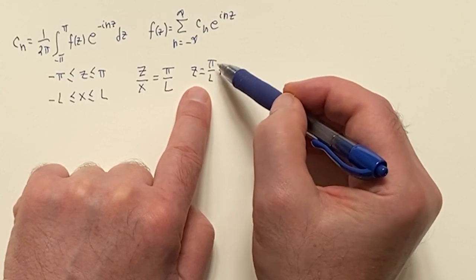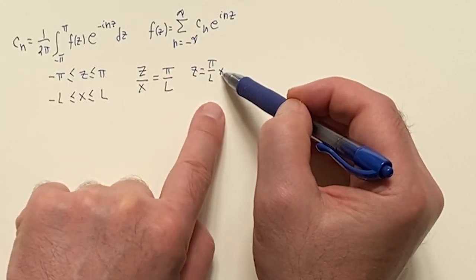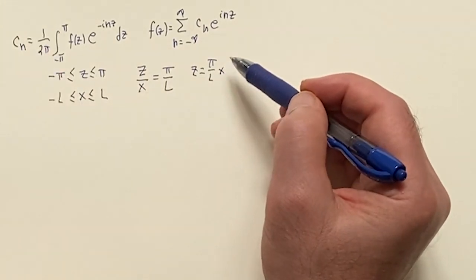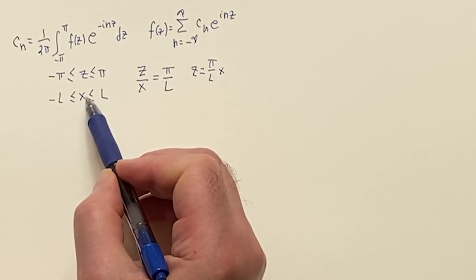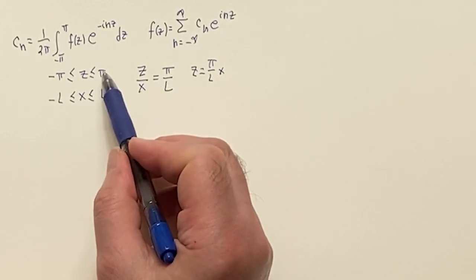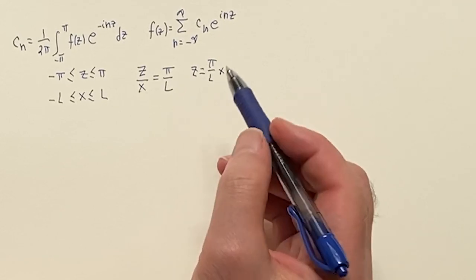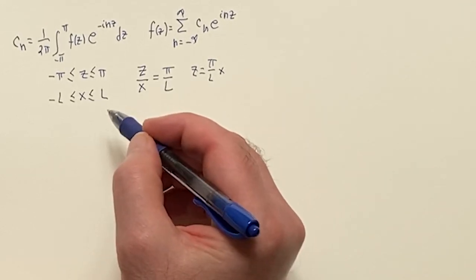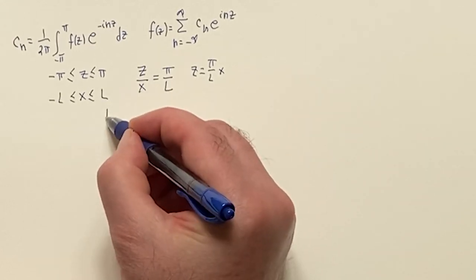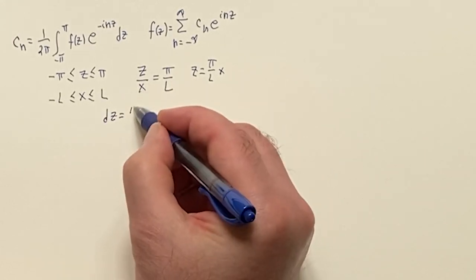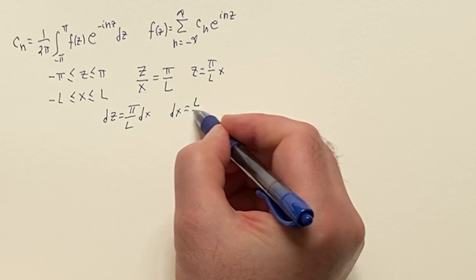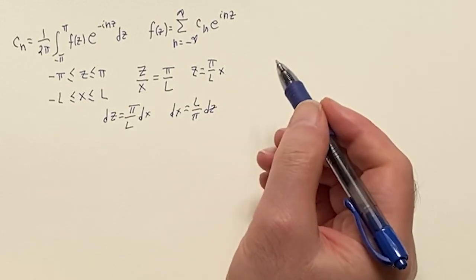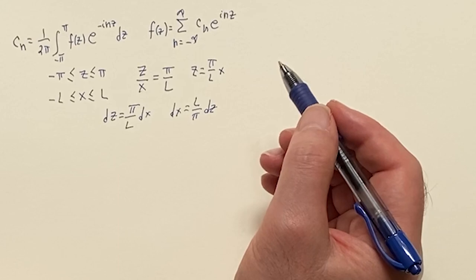If x is l, z is pi. If x is negative l, z is negative pi. So just think of, from the center, if you go up to z, and from the center you go up to x, they have to be in that ratio pi to l. So once we have that, we can then do a dz equal to pi over l dx, and then a dx is l over pi dz. And we can now go about doing our change of variables.